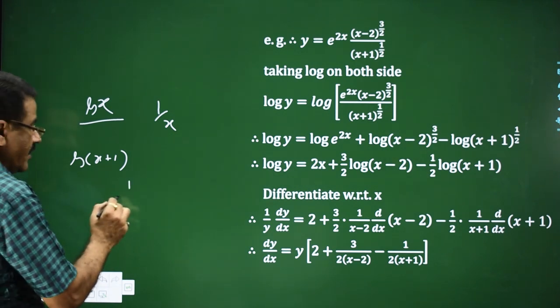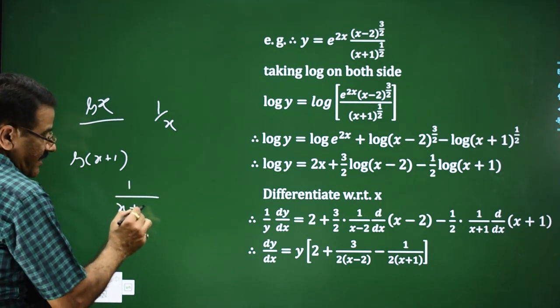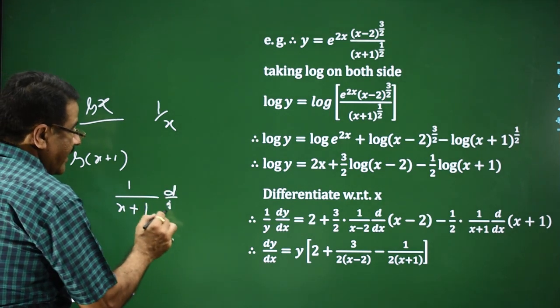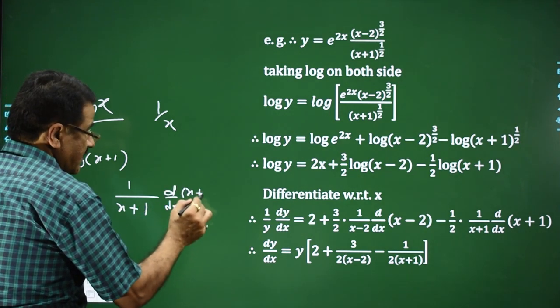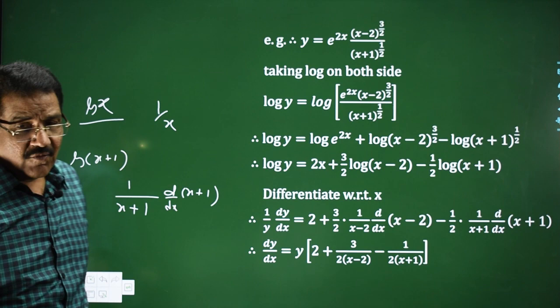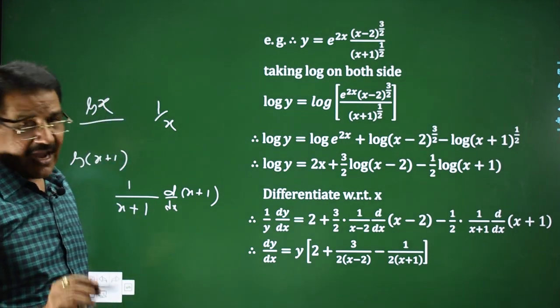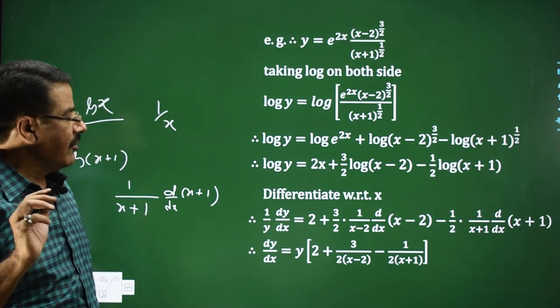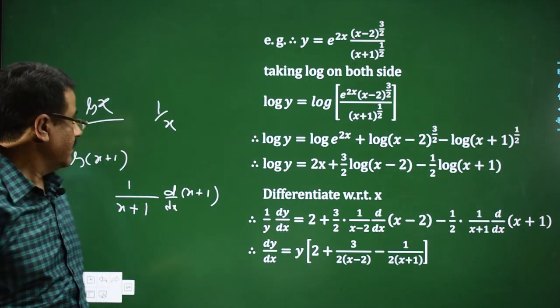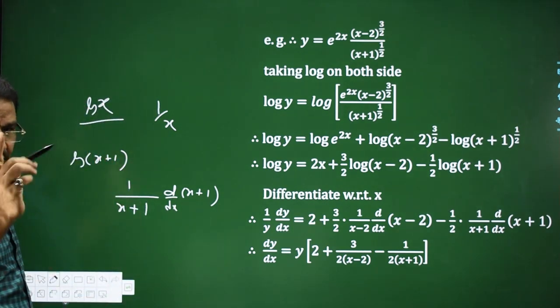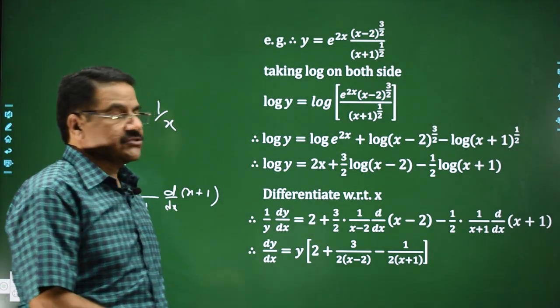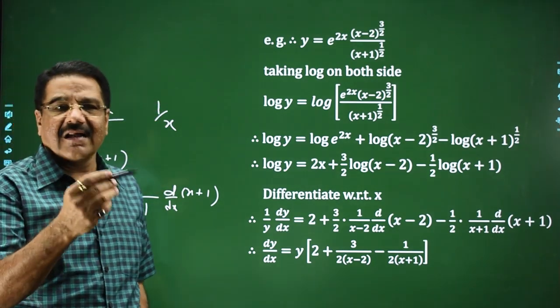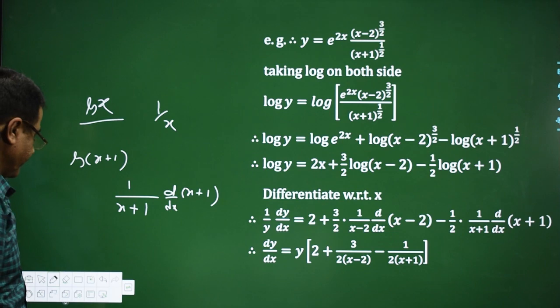What is the chain rule? That is, the derivative of log of x plus 1 is 1 upon x plus 1 into x plus 1. So, this is the important point to be noted: when we are going to apply the chain rule and when we are not going to apply the chain rule. Always remember, if only x is present in a function, there is no question of the chain rule, because all our standard formulas are related to x only.